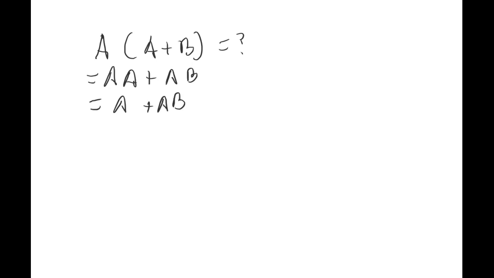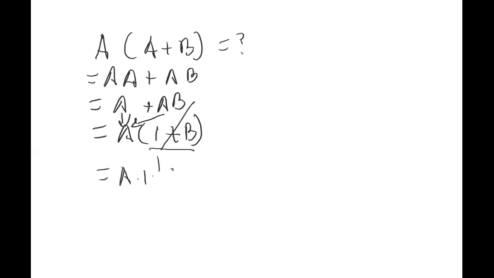And can I factor A out from this expression? Yep. Why not? So A times (1 or B), right? Because I have a common term here. And what's 1 or B? 1. That's 1. So now I have A ANDed with 1, which must be equal to A. And that is the answer to question 2.